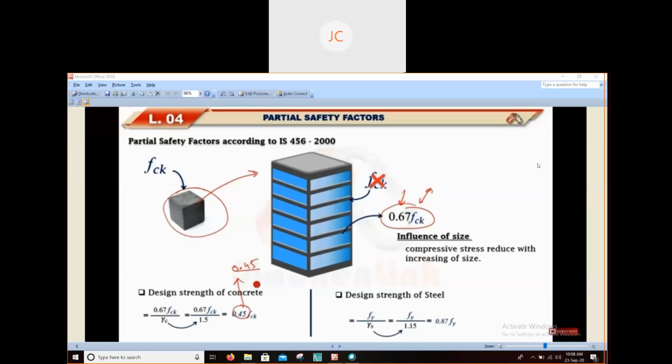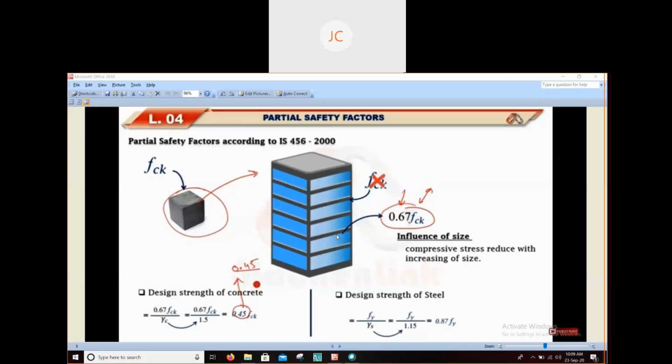While constructing a building, you will not go to the laboratory and make a 15 centimeter cube. You will make a cube of one slab together, so you can imagine the size of the concrete. In that case your mixing may not be proper, your water may not be proper.